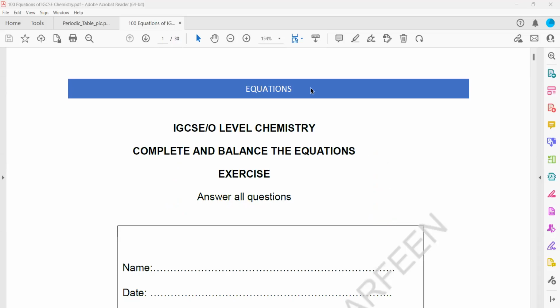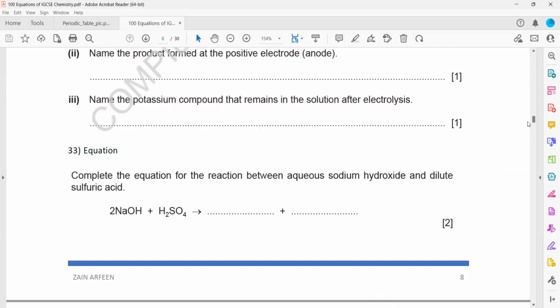So this one is the complete and balanced equation. We did the first 23 pages, so we'll try to complete the remaining pages today.